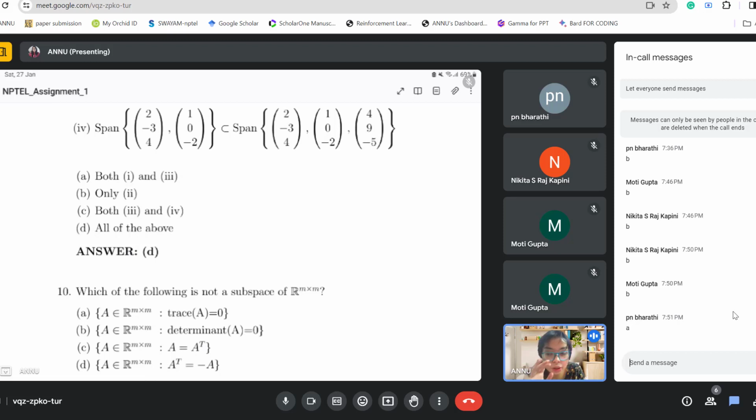You just think which should not be a subspace of R, M, N.